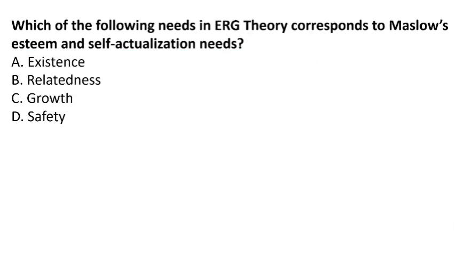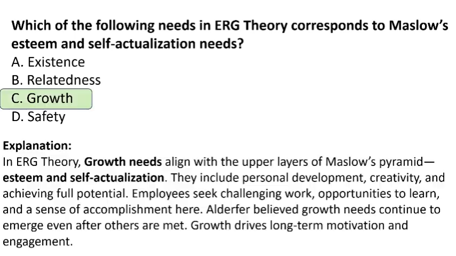Next. Which of the following needs in ERG theory corresponds to Maslow's esteem and self-actualization needs? Existence, relatedness, growth, or safety. I'm expecting that everyone will give the answer to this question in the comment box. I'll give you some time for that. All right. So the right answer is option C, the growth.